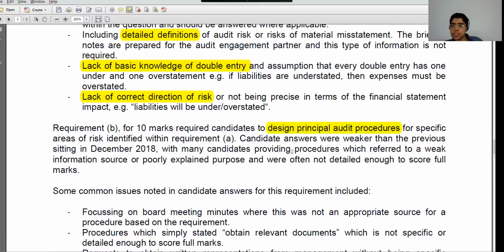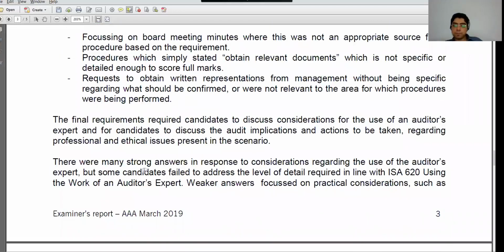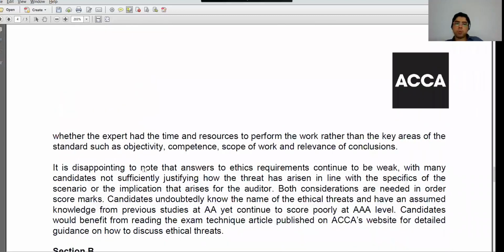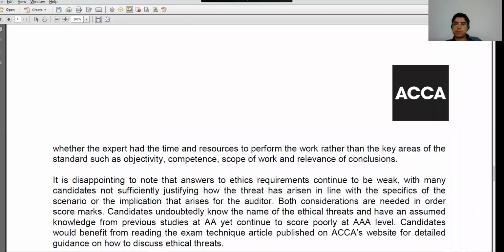For principal audit procedures questions, remember, poorly explained procedures are not going to score full marks. Remember that. And these are the key points with reference to this particular question.